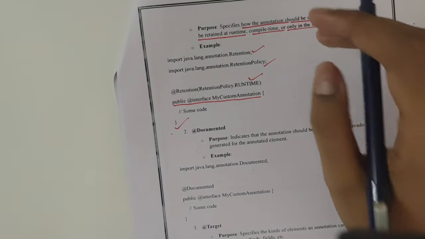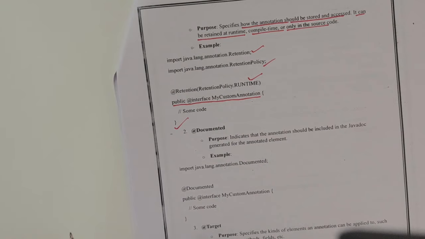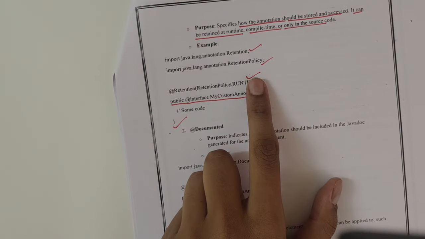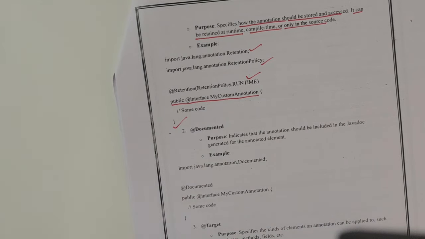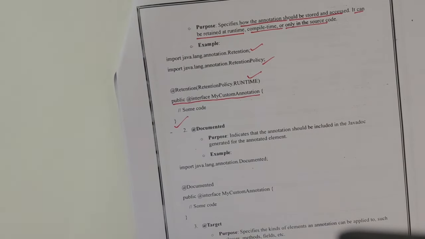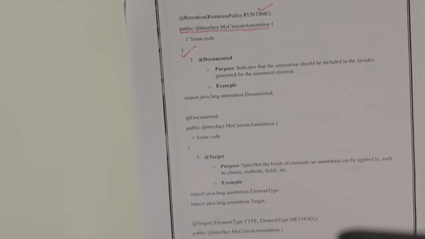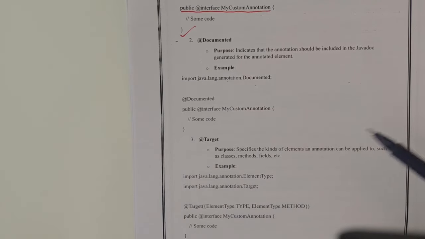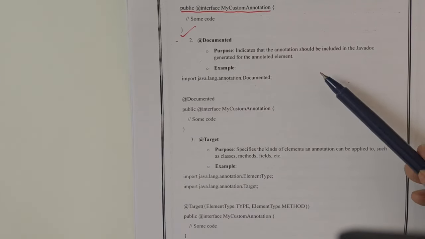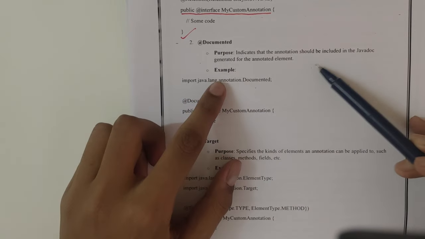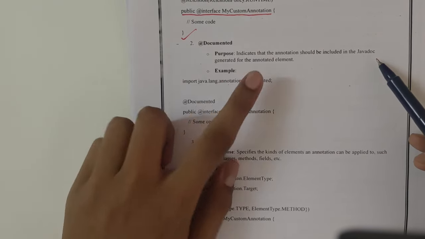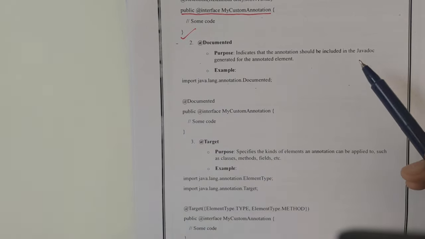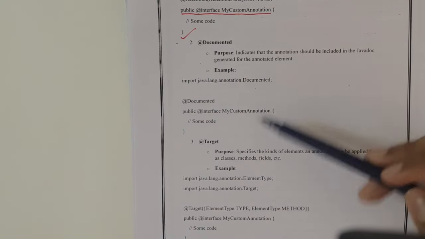So what it is doing is basically, I will say that annotation is available only at runtime via reflection, and the annotation is recorded in the class file, but it's not available at runtime. It's only available in the class file. Next we have @Documented. What it will do is indicate that the annotation should be included in the Javadoc for the annotated element, making it a part of the documentation.